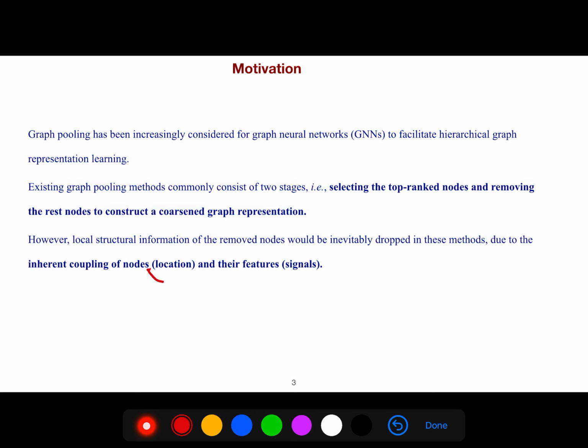So location and signal are coupled. This is referred to as, for example, positional encoding. This is referred to as the original attributes.